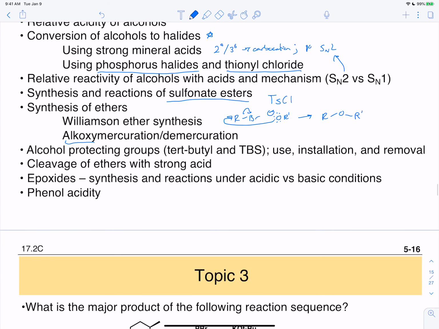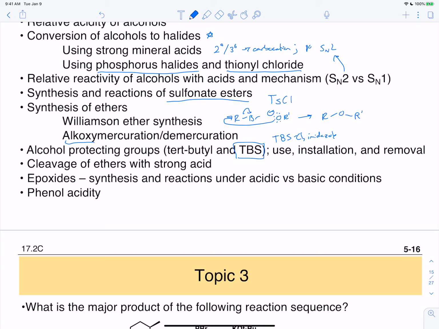There were times where alcohols got in the way, so we needed to put a protecting group on it and then take it off afterwards when we want to do intermediate reactions. Putting on the silyl ether TBS was more useful overall than the tert-butyl group. There's not many times where you need to use a tert-butyl group where you can't use the TBS. And you could put these on using TBS chloride and imidazole. Imidazole was our base for this reaction.